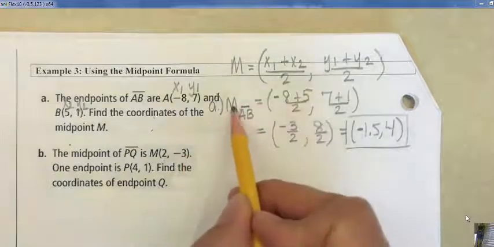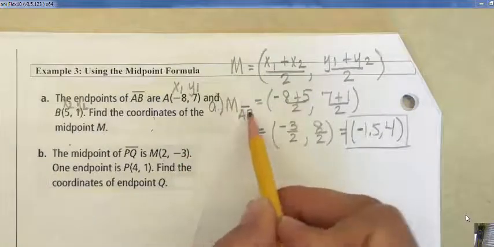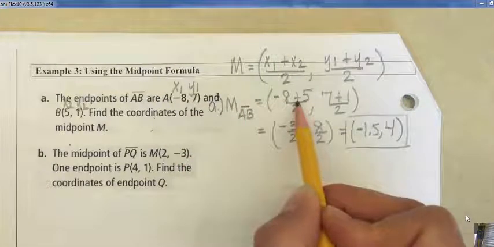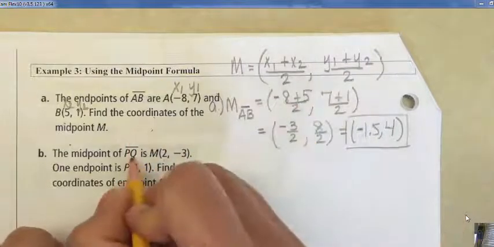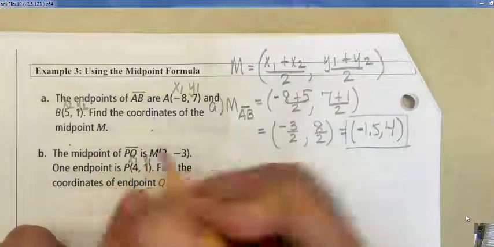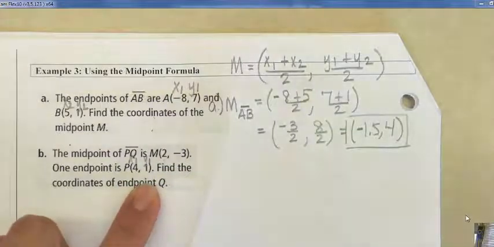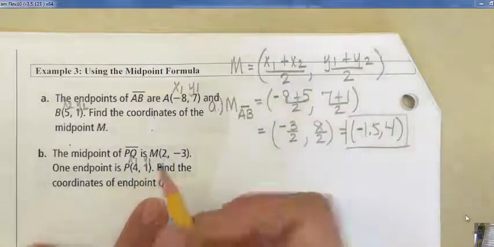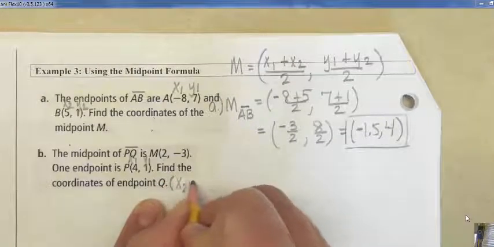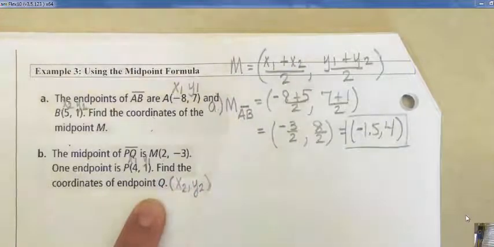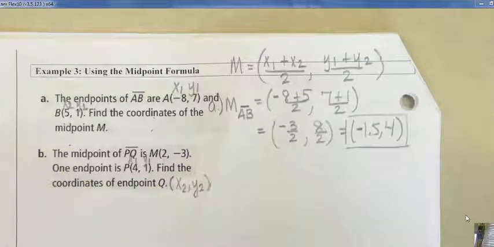I'm given the midpoint, so I'm given this piece right here, and I have to go back and figure out, given the fact that I only know one endpoint. So I know x1 and y1, but I don't know x2 and y2. So for Q, I'm going to go ahead and just say that'll be x2, y2. Okay, and then I'm going to basically figure out my x coordinates and my y coordinates.